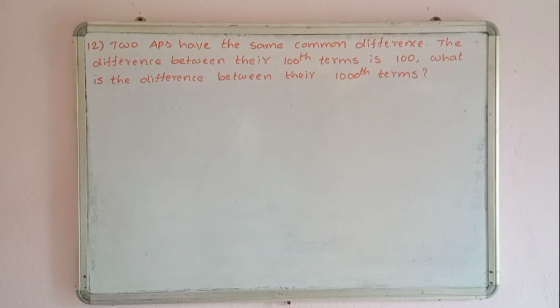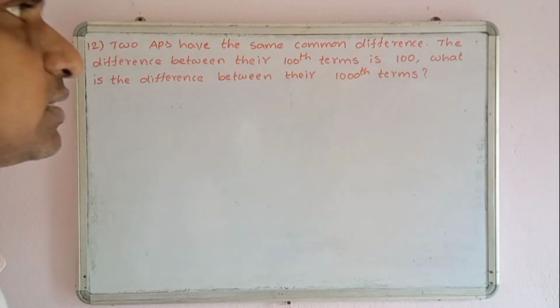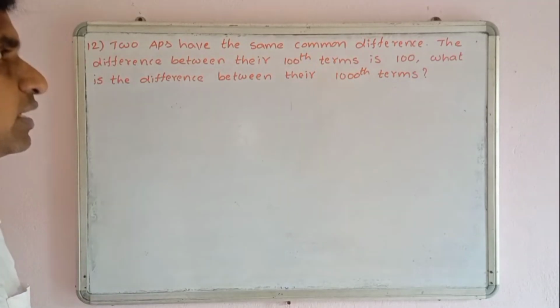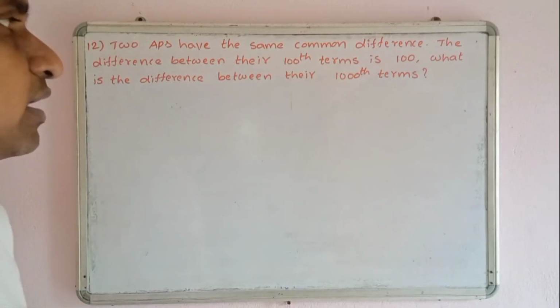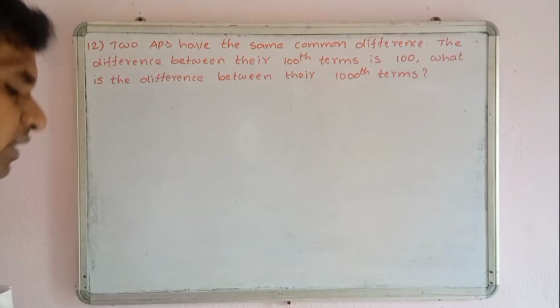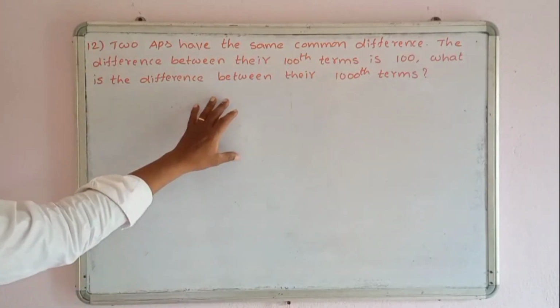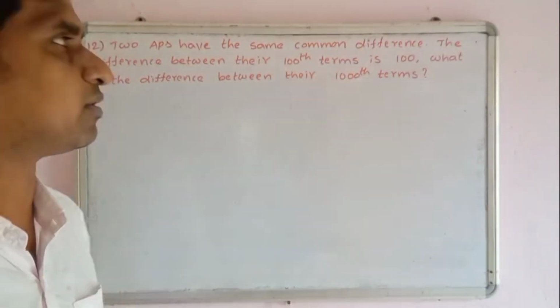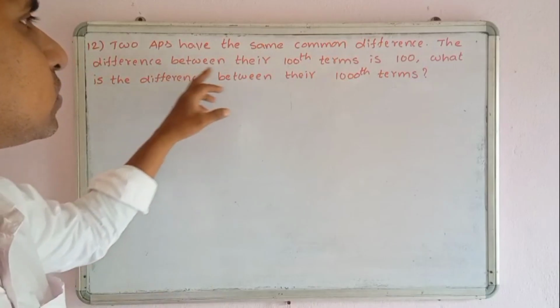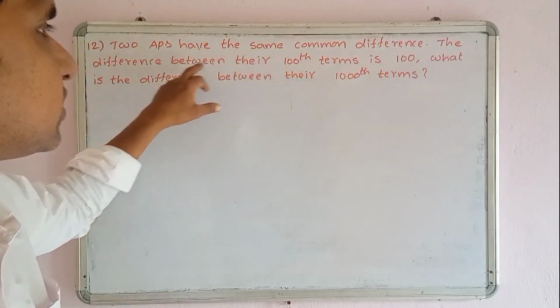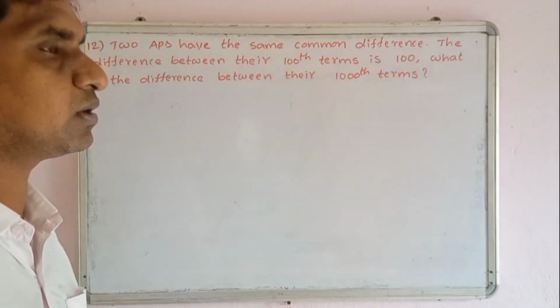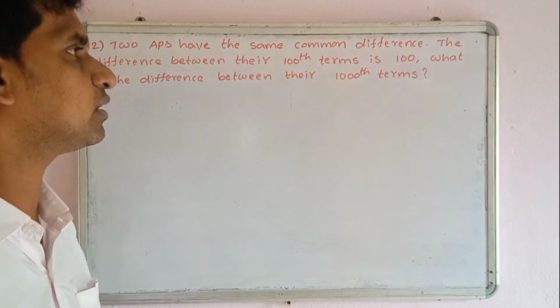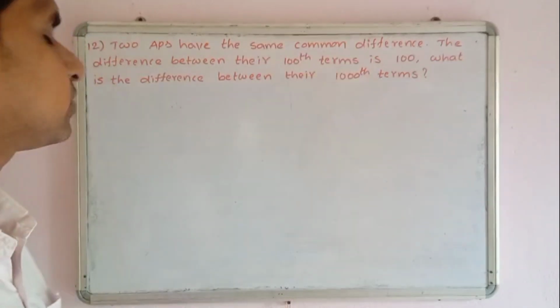Problem 12. Two APs have the same common difference. The difference between their 100th terms is 100. What is the difference between their 1000th terms? Okay, two APs are there, having the same common difference. The difference between their 100th terms is 100. Then we need to tell what the difference between their 1000th terms will be.